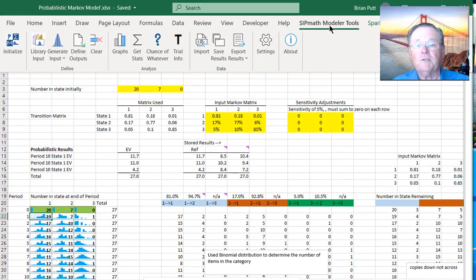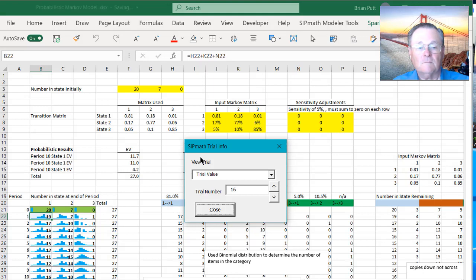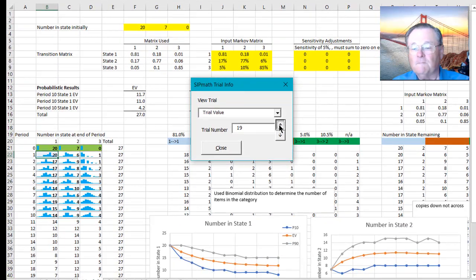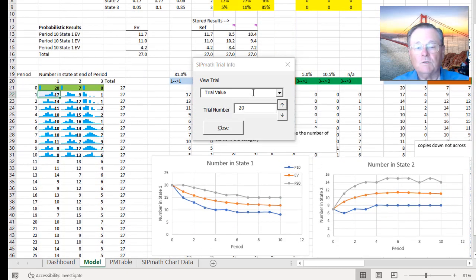We can use SIPmath tools here and look at a different trial. So that was trial 16. If I go to trial 17, you're going to see all these numbers change. Now these represent spark lines, which are the distributions. I can then capture those by year, by period. So this is period 1 to period 10 for state 1. And then I've simply plotted those over here. Let's close this.